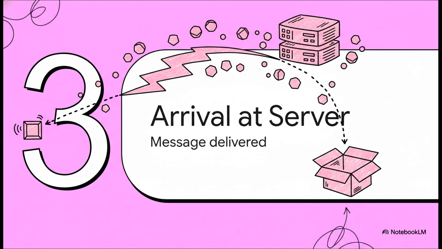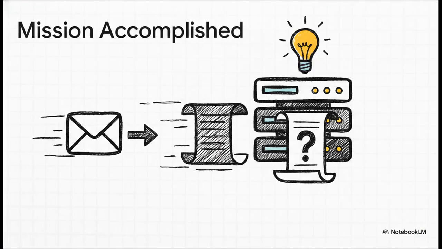Let's see what happens now that its message is delivered. Success! The destination server gets our hero. It quickly unwraps all those layers we talked about, first checking the IP address, then opening it to find the TCP segment that's headed for port 80. That's the standard port for web traffic. It reads the request inside, and now it knows exactly what you asked for.